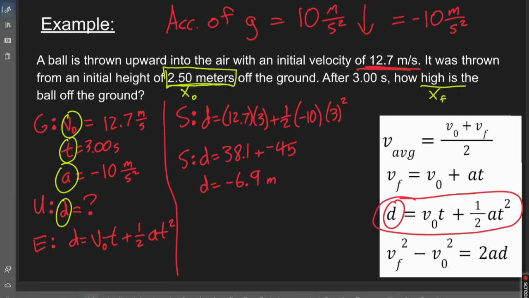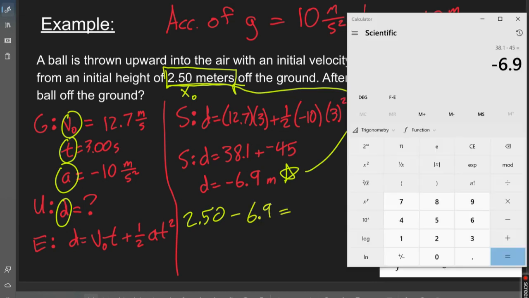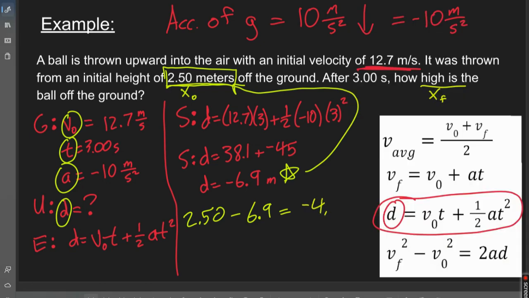All right, here's where we have to remember we did not start on the ground. So we started 2.5 meters above the ground, so our true final height, 2.50 meters minus 6.9 meters. That gives us 2.5 minus 6.9, negative 4.4. Okay, so negative 4.4 meters. There's our answer. And just to do a little check for reasonableness, well, we'll discover this throughout the year.